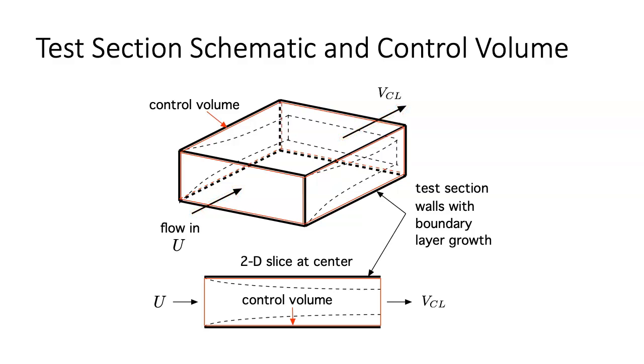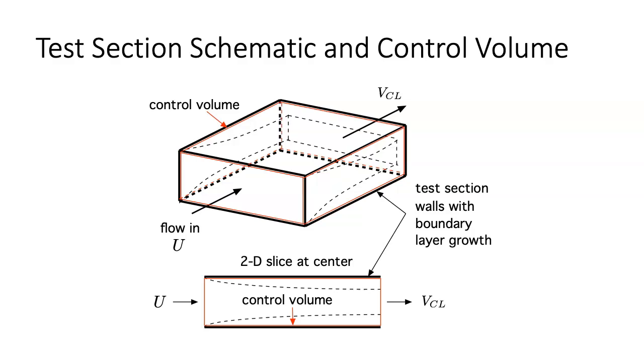Before we begin our analysis, let's look at a schematic diagram of the test section to help us define our control volume. As shown, after the inlet, boundary layers form and grow on all four walls of the test section. Recall that a boundary layer is a thin layer of fluid near the surface where the relative fluid velocity goes from the free stream velocity to zero at the walls due to the no-slip condition.